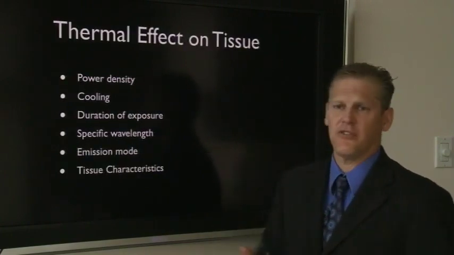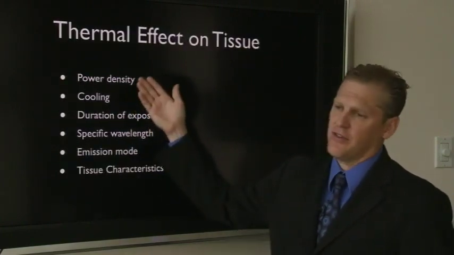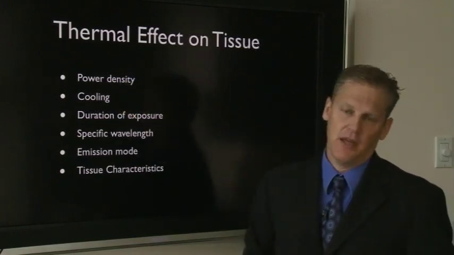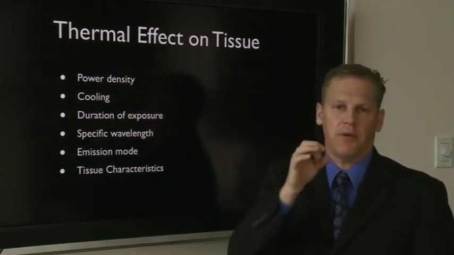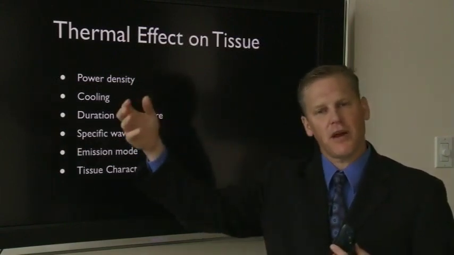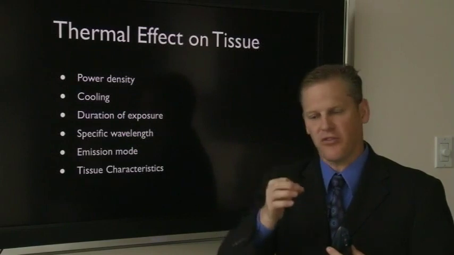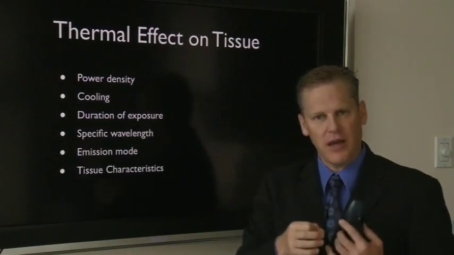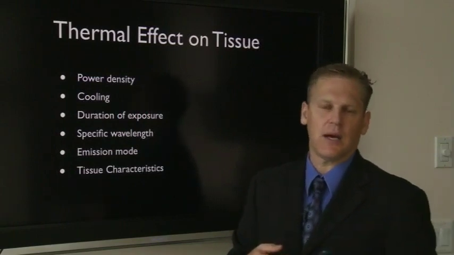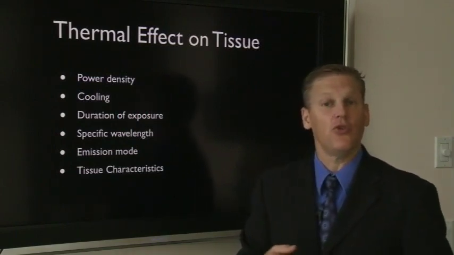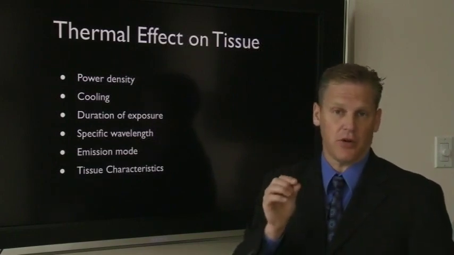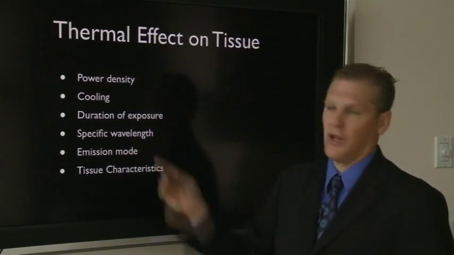The thermal effect on tissue, as I mentioned before, is controlled by a number of different things, including the power density. The larger the tip, the lower the energy settings. So as you go from a 600 micron tip to a 400 micron, which is smaller, the energy that's coming out of that tip is more concentrated. And what that allows the clinician to do is use lower settings, and they must use lower settings if they are using smaller fibers.